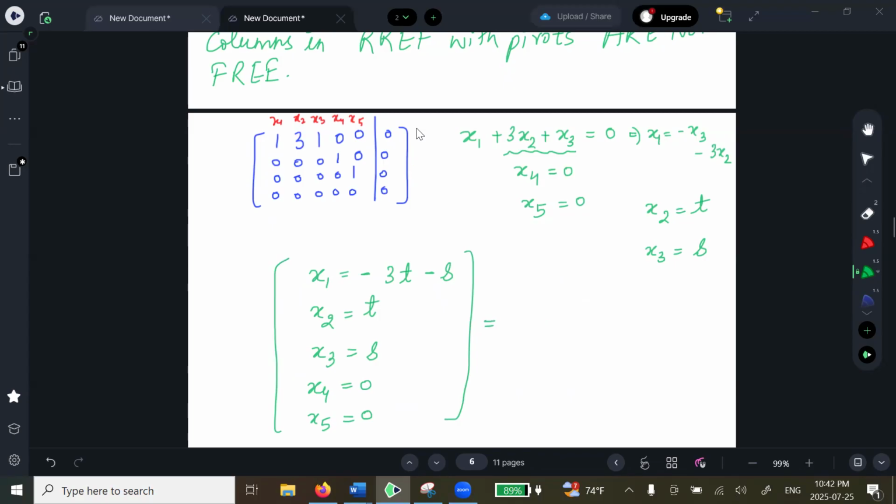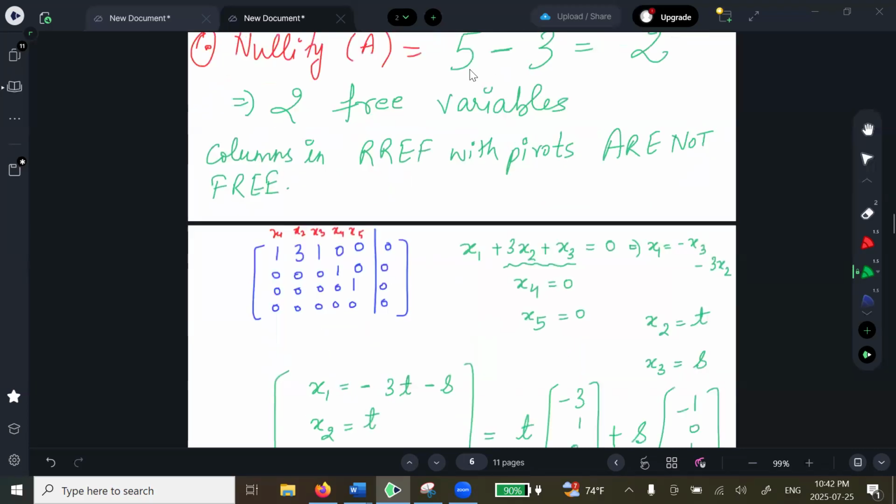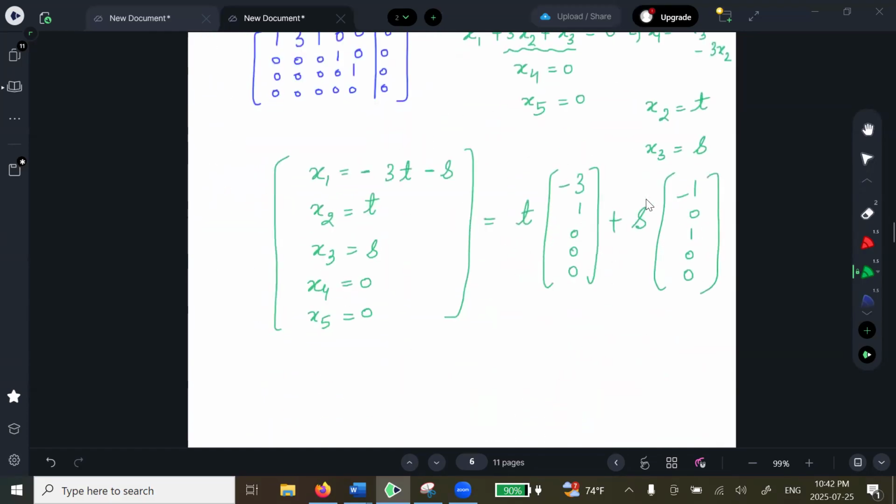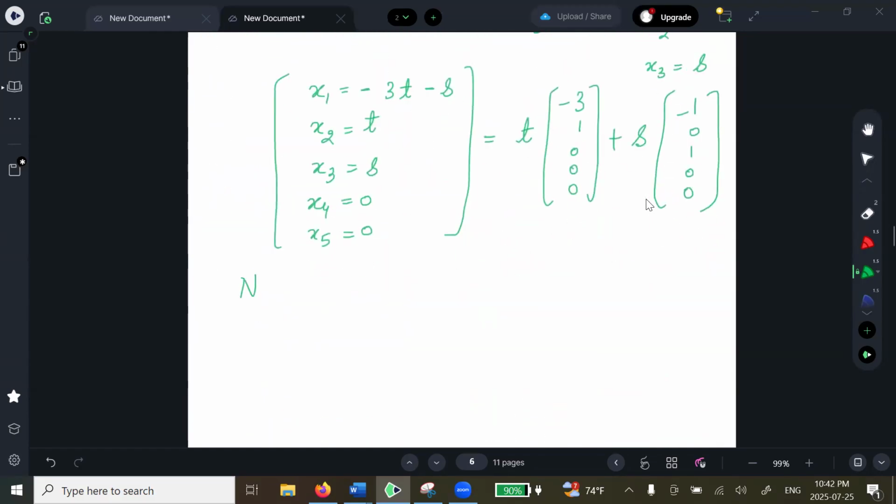And when you rewrite it in vectors, I'm going to take t common. What do I get? Negative 3, 1, 0, 0, 0. Plus s common, I've got negative 1, 0, 1, 0, 0. And we knew that we should have 2 vectors in our null space, right? And how many do I have? I only have 2 vectors in my null space: negative 3, 1, 0, 0, 0 and negative 1, 0, 1, 0, 0.